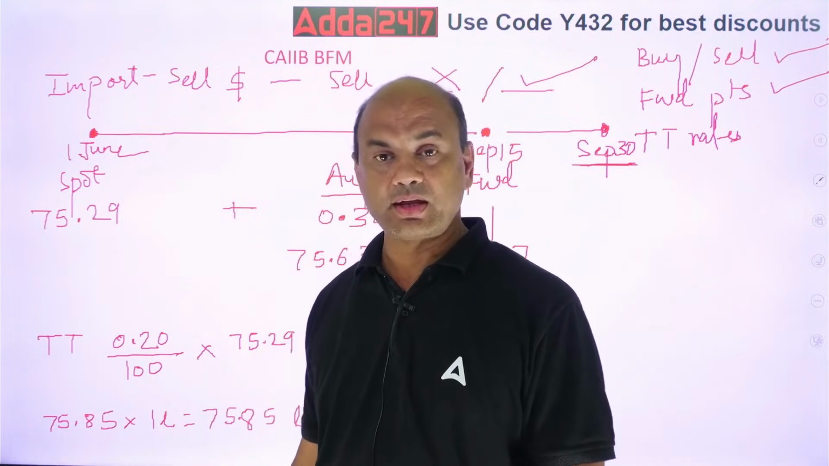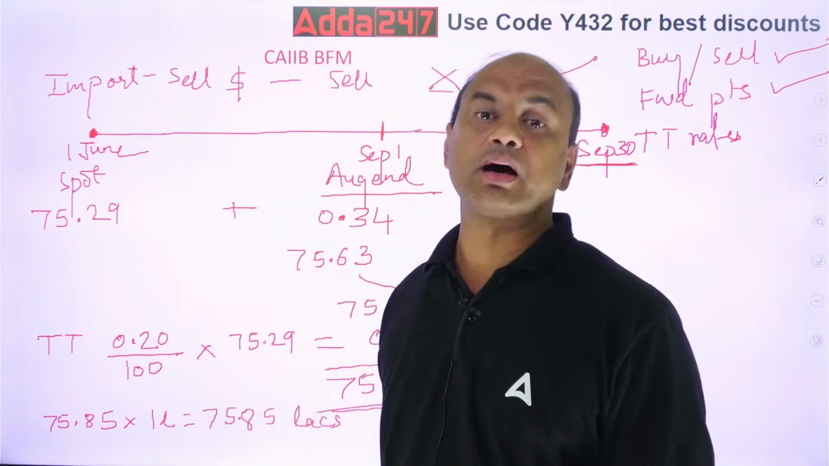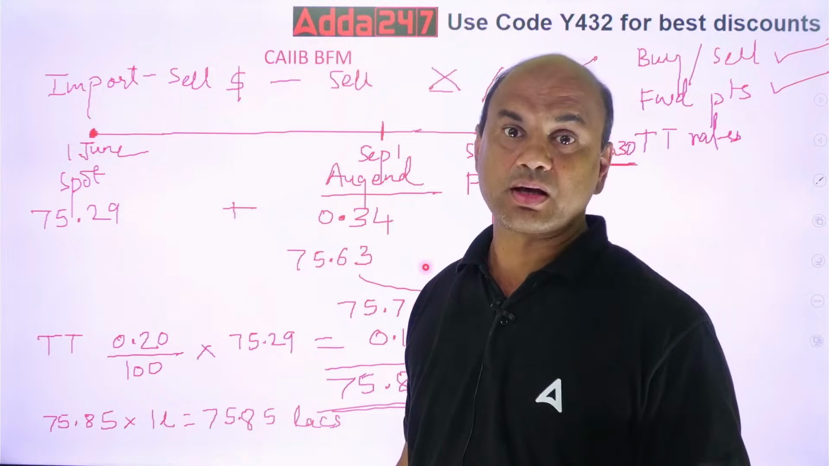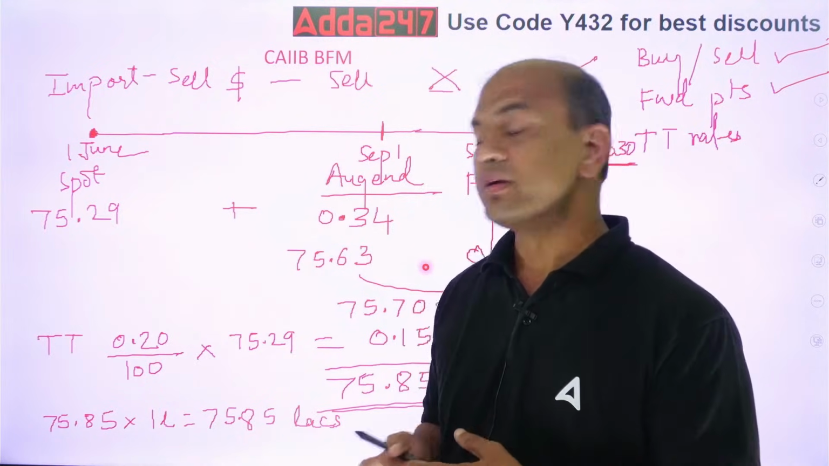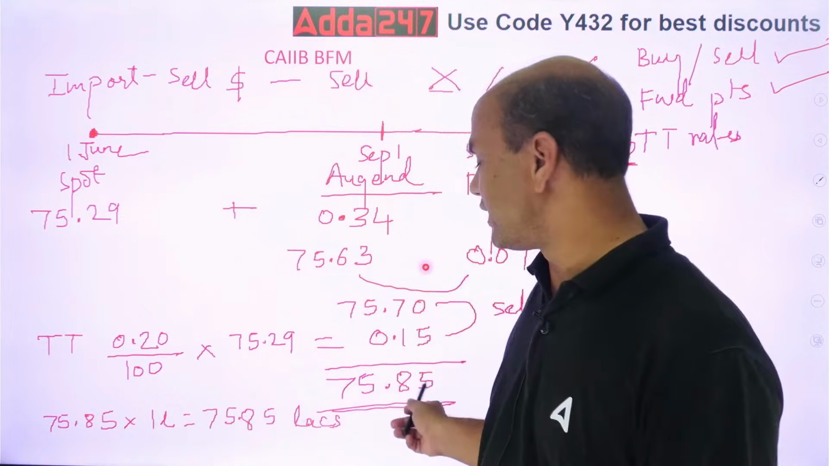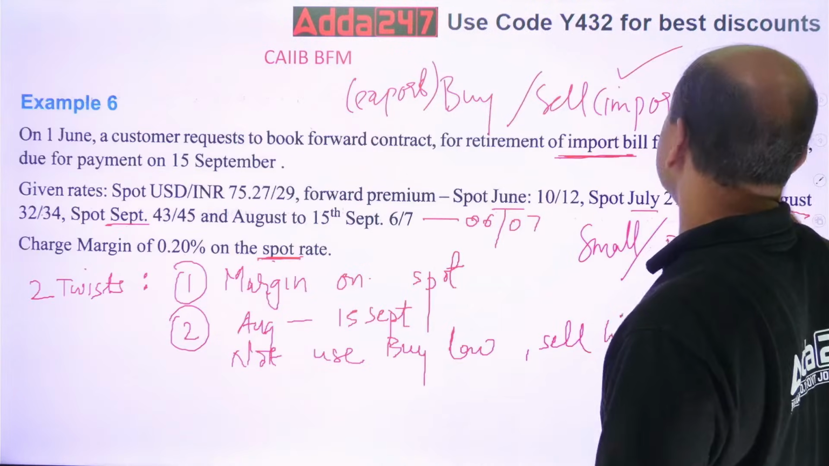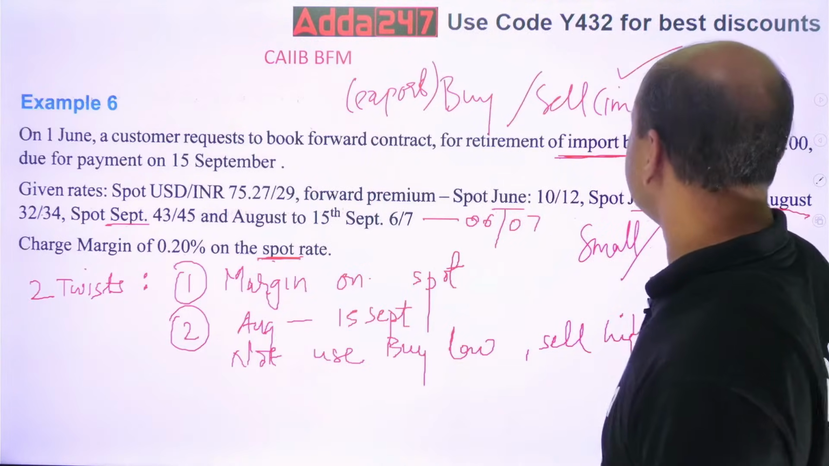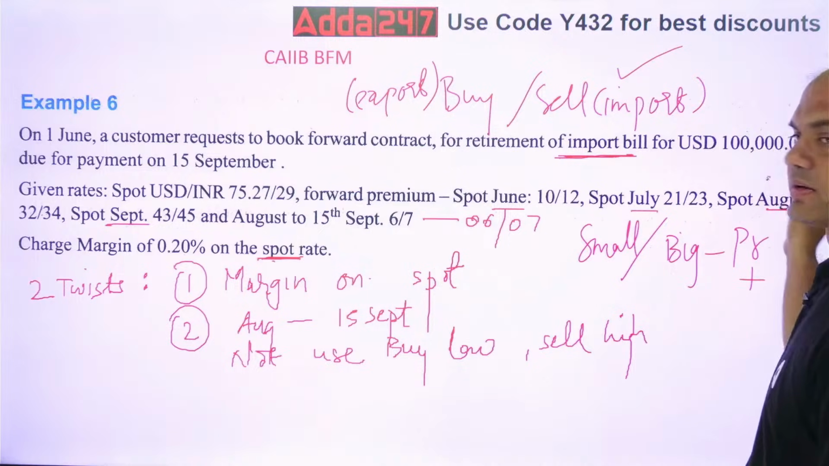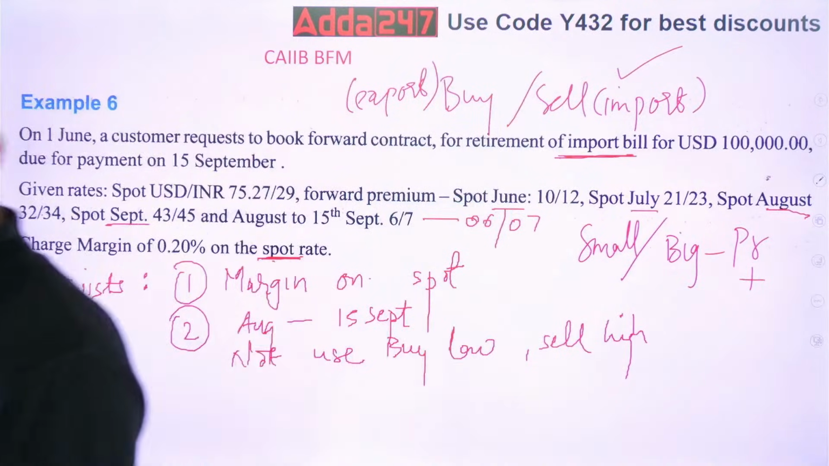Now add it then. 75.70, you got this answer, plus 0.15. So it is 75.85. This much is the rate to be quoted to the customer for the import. Suppose I ask you what is the amount? It will come as 75.85 into $1 lakh. Why 1 lakh? Because see this, USD 1 lakh remittance. Okay? Got it, everyone? Clear?